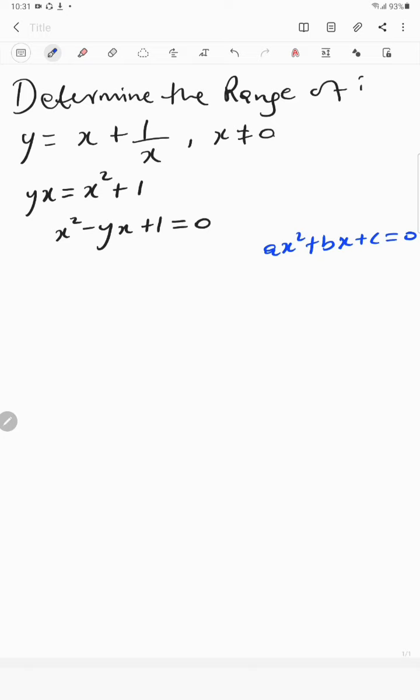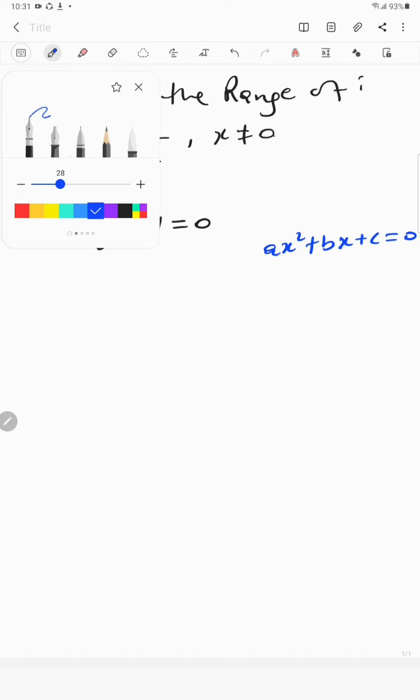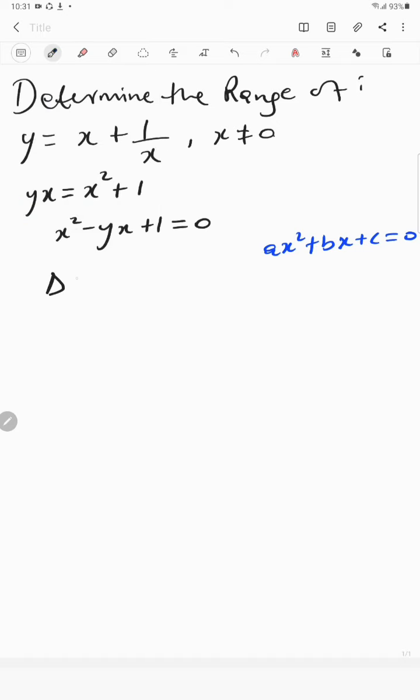Now, what makes a function to be defined or to have real roots? It's whereby the discriminant is greater or equal to 0. Now we have b squared minus 4ac being greater or equal to 0.